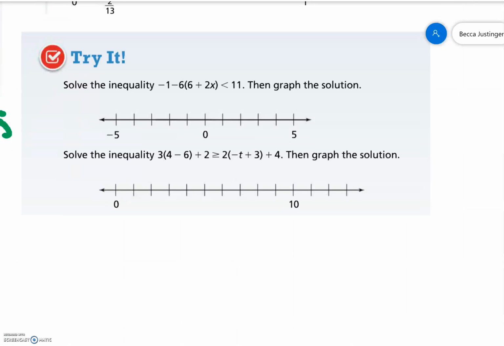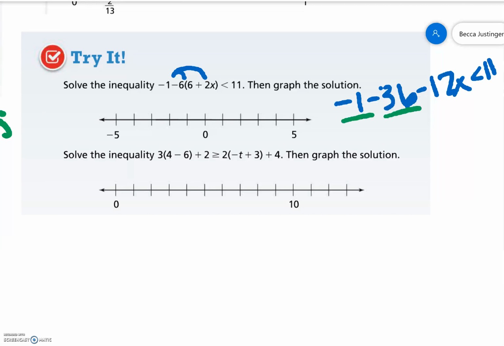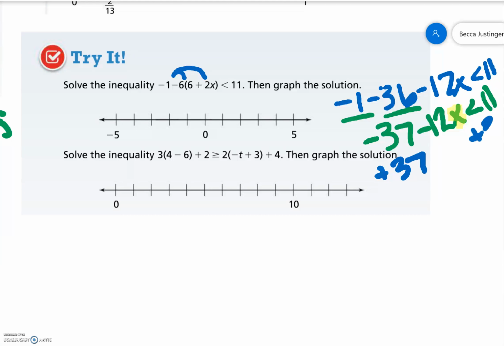Let's try it. Solve the inequality. Let's distribute our -6. So we leave the -1. -6 times 6 is -36. -6 times +2x is -12x, is less than 11. Then I need to combine like terms. -1 and -36 is -37. Minus 12x is less than 11. Trying to solve for x, I've got to add 37 to both sides. Cancels out on the left. I get -12x is less than 48.